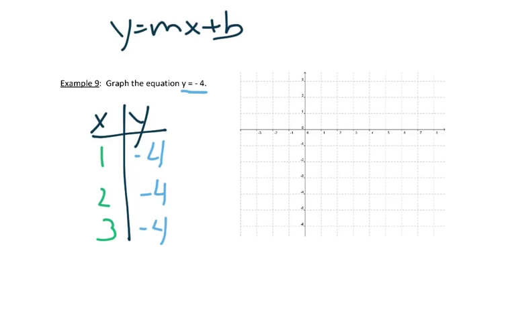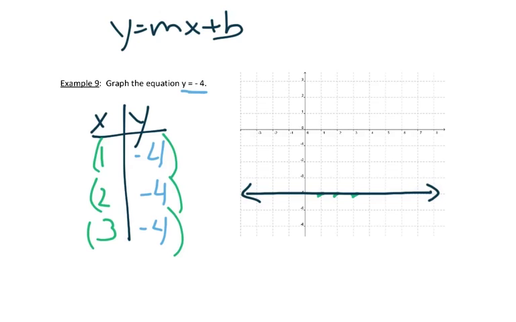And we'll just say 1, 2, 3. So let's plot these points. So that would be right 1, down 4 for this first one, and then right 2, down 4 for the next one, and then right 3, down 4 for the third one. If we draw a line through those points, we get that. And that's the equation of this line. Because it just says y equals and then a number, it crosses the y-axis at that number, and to cross the y-axis it has to go horizontal. This is one of those horizontal lines.